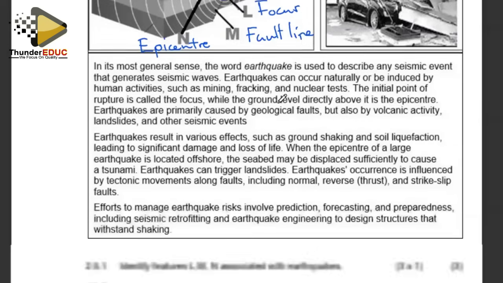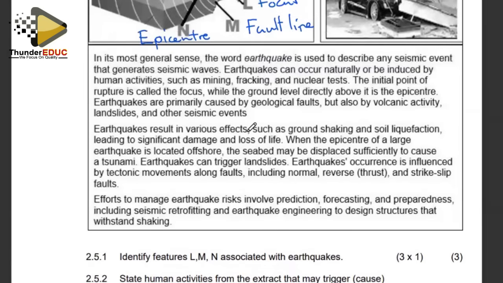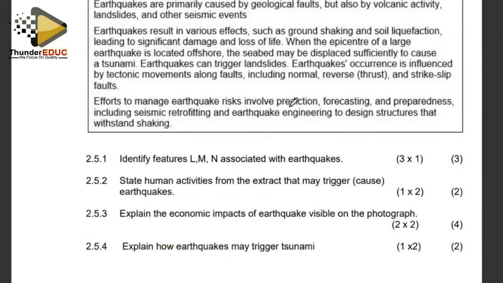Right. Then state human activities from the extract that may trigger or cause earthquakes. Human activities that may trigger earthquakes. It says earthquakes can occur naturally or be induced by human activity, such as they are listed here. Number 1 is mining. Number 2 is fracking. Number 3, nuclear tests. So this and this and this are human activities that can trigger earthquakes.